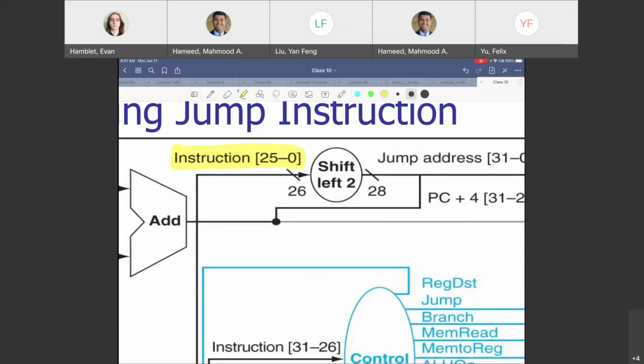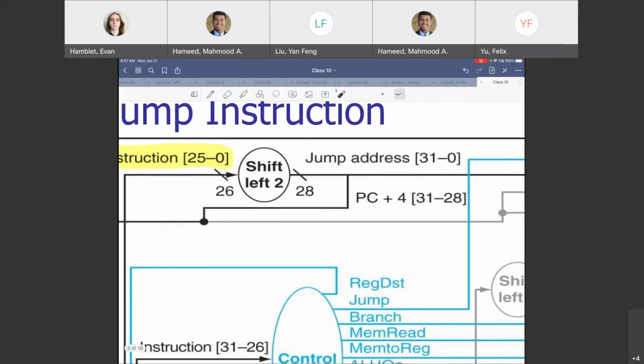With this, you go from 26 to 28 bits, then you pad it up with the 4 most significant bits of the program counter. That's exactly what we are going to do. 26 multiplied by 4 by shifting left by 2, you get 28.